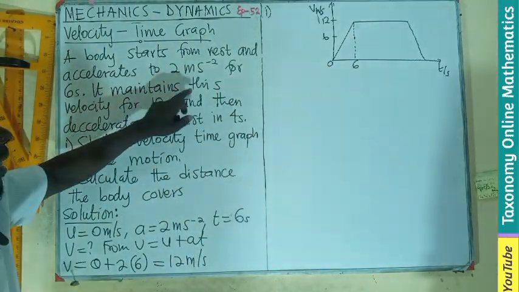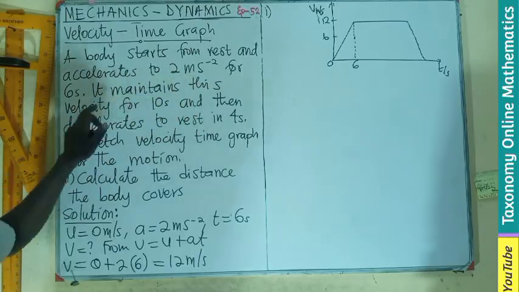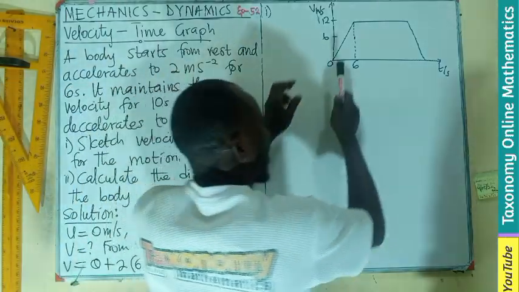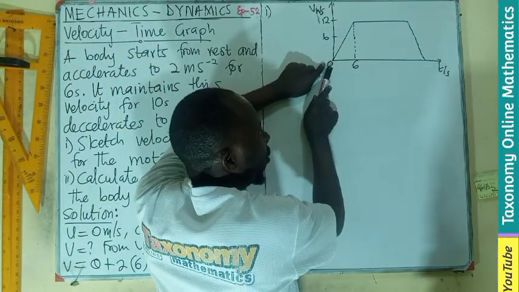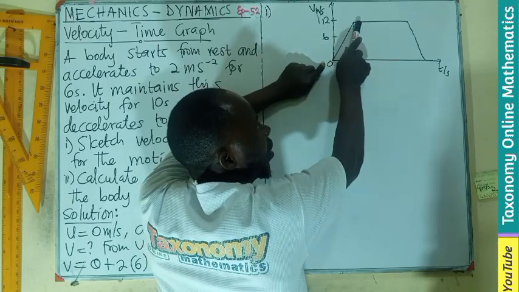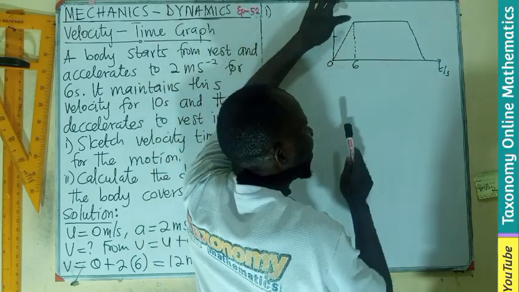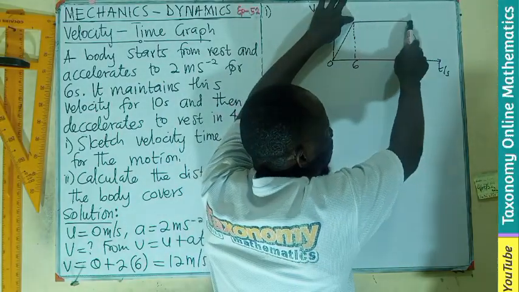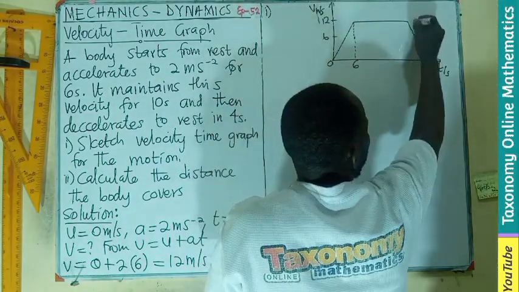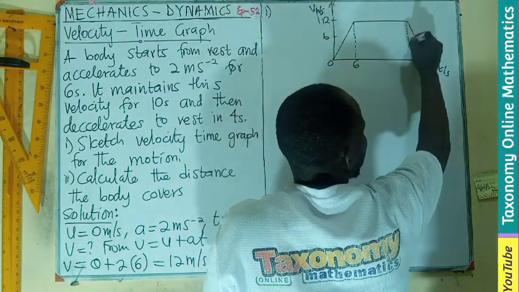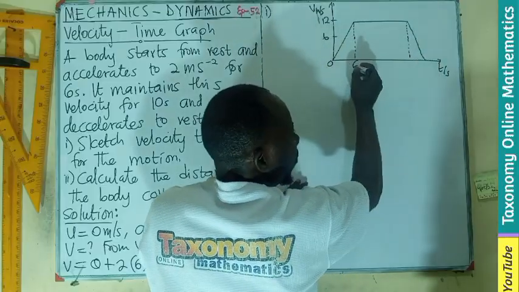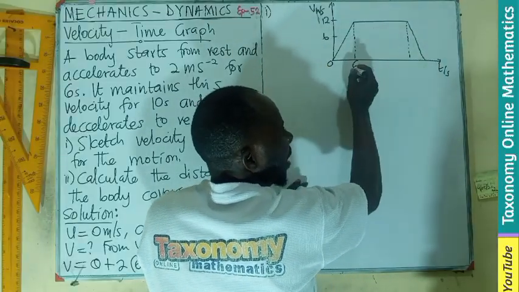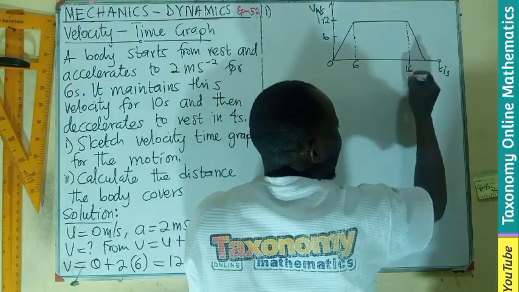So it maintains this velocity. I think I have to explain. As it moves, the velocity starts from 0 and ends at 12. It maintains it, and as it does, the time keeps on moving. So it maintains it for an extra 10 seconds. So it stops at this place, 10 seconds after this, making 16.